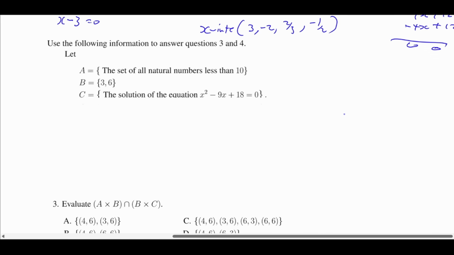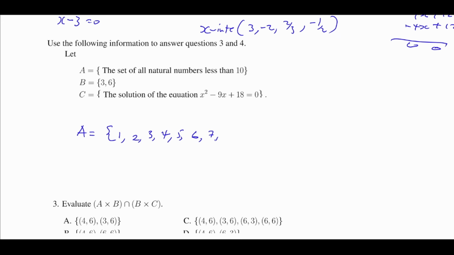Question 3, they say we should use what we have here, so we can rewrite this one as A to be equal to 1, 2, 3, 4, 5, 6, 7, 8, 9, and 10. So it says less than 10, so 10 is not part. Then with the B is giving us 3, 6. Now the C says that the solution of the equation here, so we solve this one, and when we solve this one too, we'll have 3, 6.